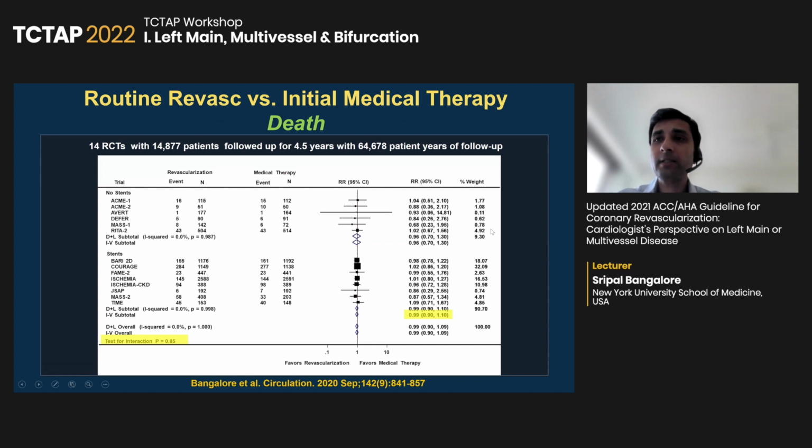We did a meta-analysis of randomized trials, 14 randomized trials, 15,000 patients, and we only restricted to trials where there was some amount of medical therapy. And if you use these trials, you see that again, revascularization compared to medical therapy alone showed no significant difference in death up to 4.5 years of follow-up, with close to 65,000 patient-years of sample size.